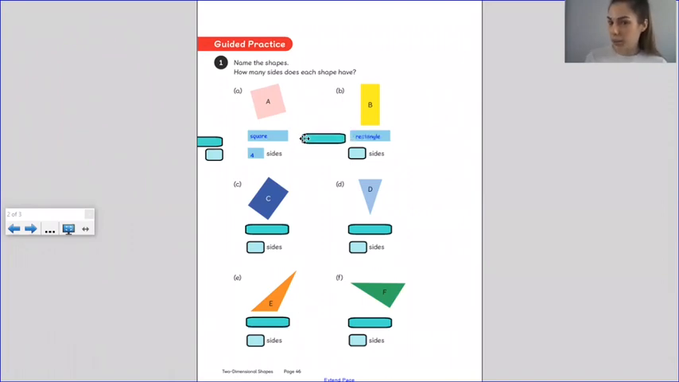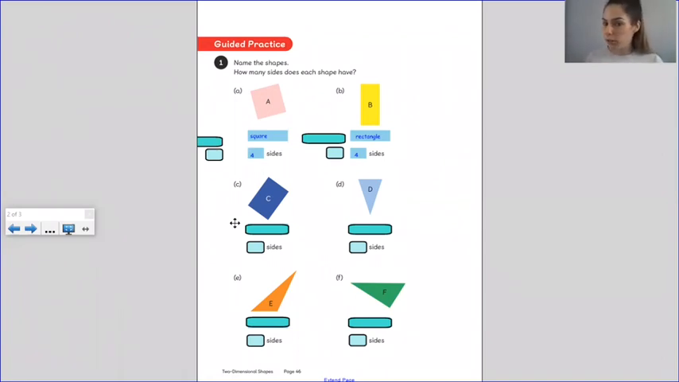It's a rectangle and it has 4 sides. 1, 2, 3, 4. Ooh, this is an interesting shape. I wonder if you can tell which shape this is by looking at the sides. So what's the name? How many sides?